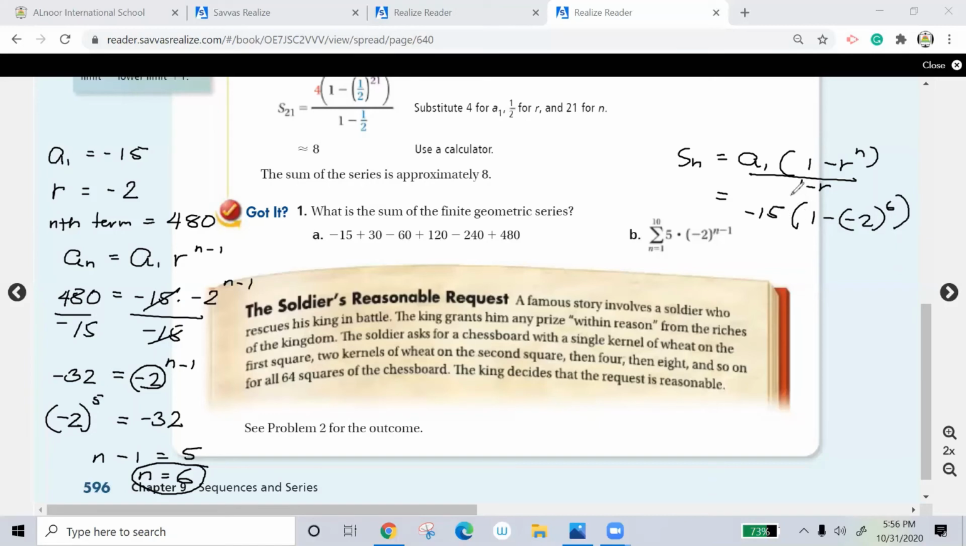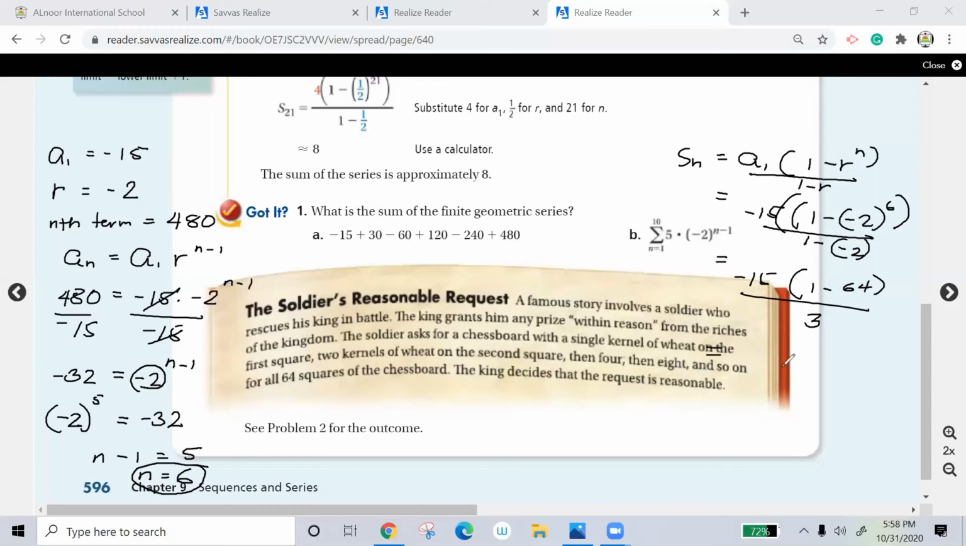Okay, next. 1 minus 64, all over, what is 1 plus 2? What is 1 plus 2? Okay, so 1 plus 2 is 3. So 1 minus negative 2 is 3.